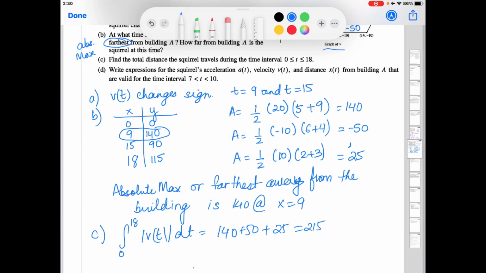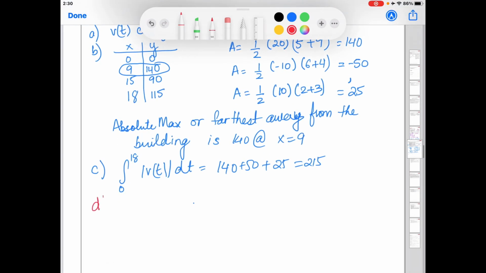Part D, it says write expressions for the squirrel's acceleration, velocity, and its distance from building A that are valid for the time interval from 7 to 10. So again, we are given the velocity function, and I want to find acceleration. That means I am going to be finding the derivative, and the synonym for derivative is slope. So it would be v of 10 minus v of 7, because this is a velocity, over 10 minus 7. I don't need to simplify it because it's asking only to set it up, give me the expression.